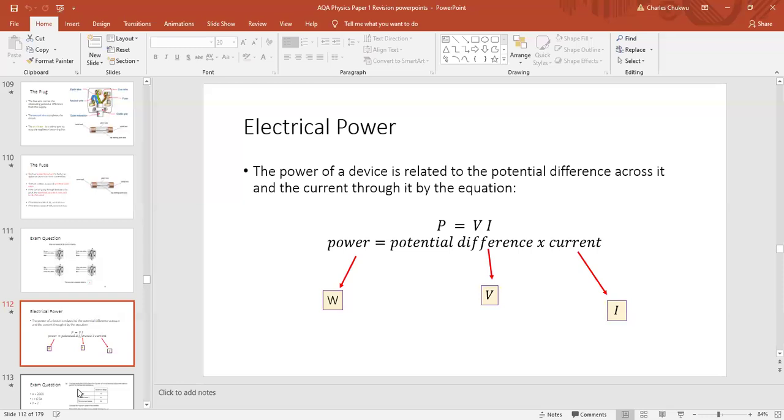Electrical power, I told you what power is. It's the product of current and potential difference, IV or VI, anyone? It's multiplication, and in multiplication you can switch sides.